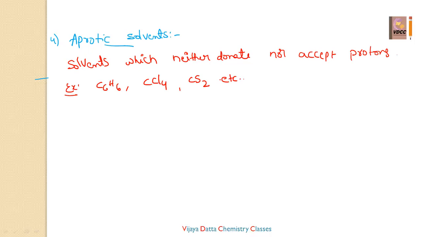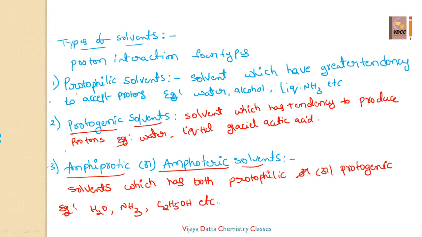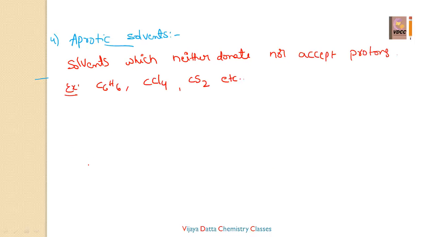So here there are a total of 4 types of solvents based on the proton, H plus. Protophilic solvents have greater tendency to accept, protogenic have greater tendency to produce, amphiprotic are both protophilic and protogenic, and aprotic solvents neither donate nor accept protons. Examples are given. Okay, now come to the Lewis theory of acids and bases. That is the general information I wanted to give about the solvents.